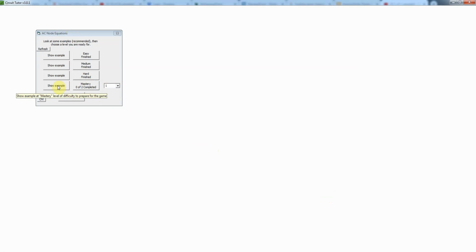Now, I can, of course, view examples that are fully worked as well, but in the interest of time here, I'm just going to do the exercise.